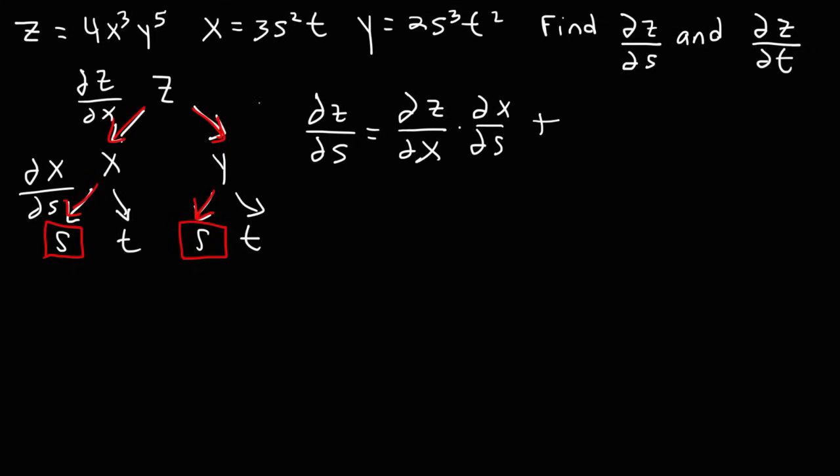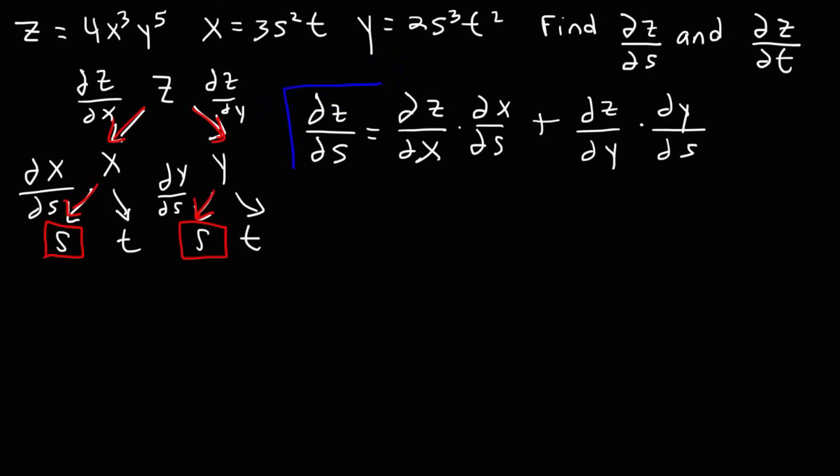Now for the other side. So this is going to be the partial derivative of z with respect to y, and then we have the partial derivative of y with respect to s. So let's write that in the formula here. So that's the equation that we need to use in order to get the partial derivative of z with respect to s.